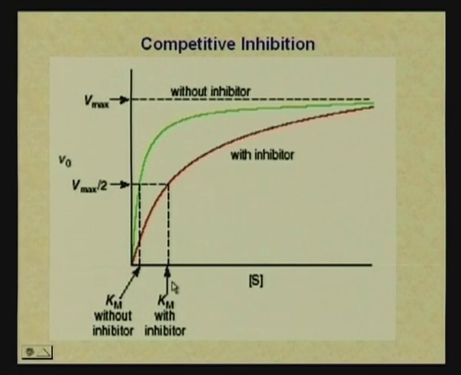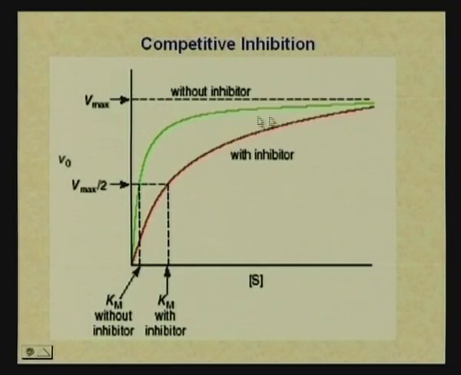Okay, so this is what we have. So, this is the case. The green line is what? It is without the inhibitor, the normal Michaelis Menten kinetics that you would see, which eventually gets to Vmax. With the inhibitor, we have a slower reaction, because some of the enzyme has been taken up by the inhibitor. And we know that if we want to calculate Km, I have to consider half of Vmax. So, this Km corresponds to what? Without the inhibitor, and this Km corresponds to with the inhibitor.